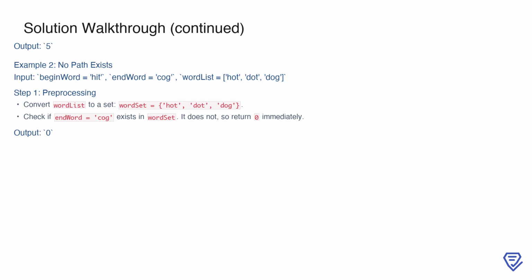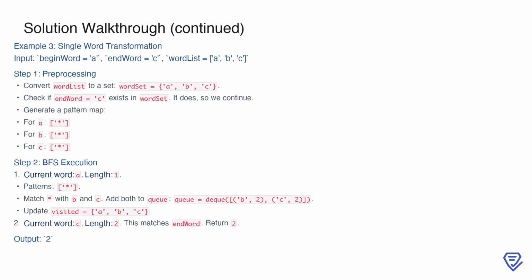Now, let's look at another scenario where no path exists. In this case, the input consists of the same starting and ending words, hit and cog, but the word list only includes hot and dog. During preprocessing, we convert the word list into a set, resulting in a word set containing hot and dog. Checking for the presence of cog in this set, we find that it is missing. Since the target word doesn't exist in the list, we immediately return 0, as no transformation sequence can be completed.